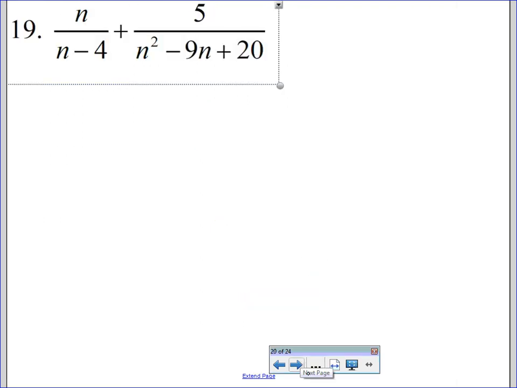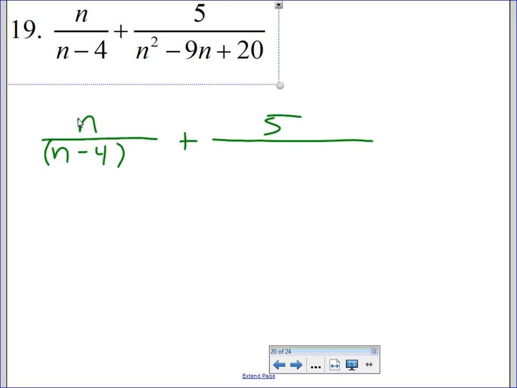Number 19, once again, I need to get it so that both denominators have the same factors. So I'll factor the denominator of the second fraction, and that'll give me (n minus 5) times (n minus 4).